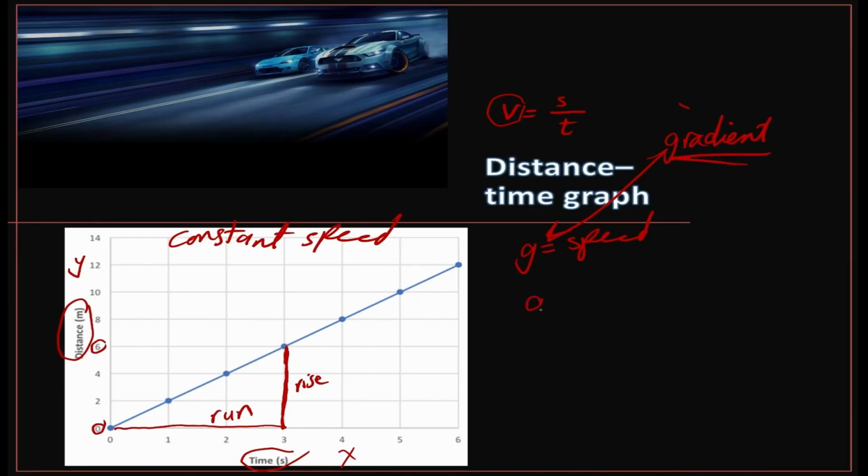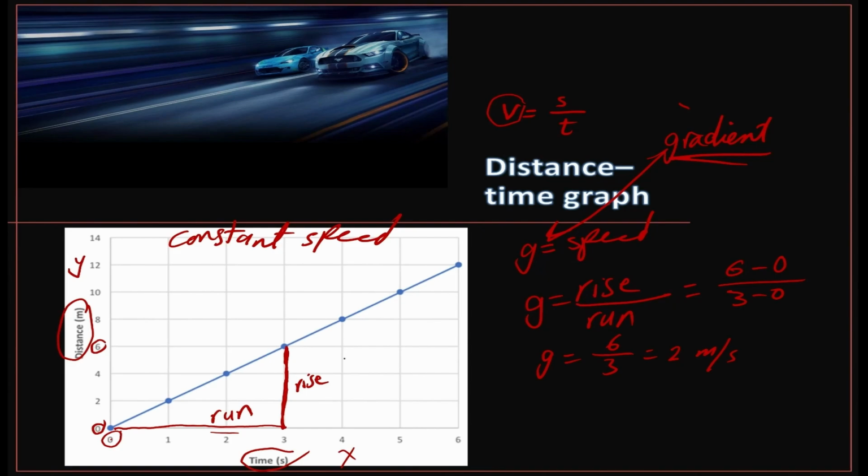The gradient, as you know, equals rise over run. The rise is from 0 to 6, so we get the rise by subtracting these two values. Over the run, which is from 0 to 3. Look at this, from 0 to 6, this is the rise. From 0 to 3, this is the run. So it is 3 minus 0. Get the final minus the initial here. So the gradient equals 6 over 3 equals 2. The distance is in meters. The time is in seconds. So it is 2 meters per second.